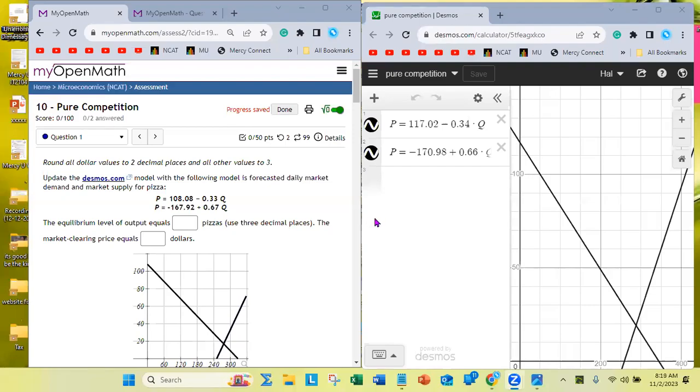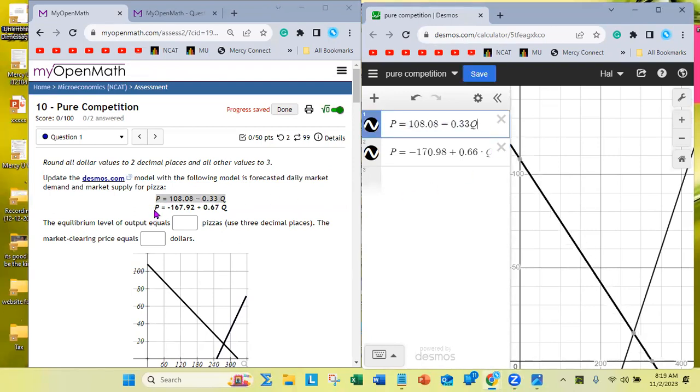Okay, in this model, we're going to look at pure competition. We have the demand and supply of pizza given by those equations, and they're graphed in the grid below. If you click on this, you'll open up this Desmos model. What we're going to do is change the demand curve over here in Desmos, the one that is given to you in your problem. We're going to change the supply curve that's given to you in your problem.